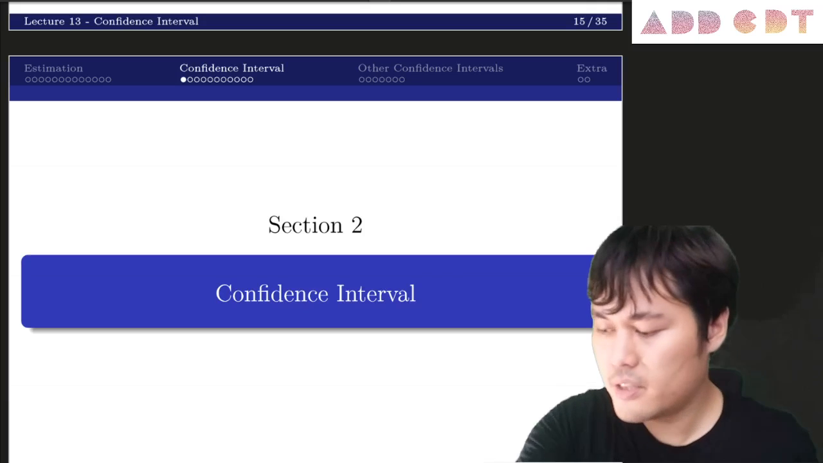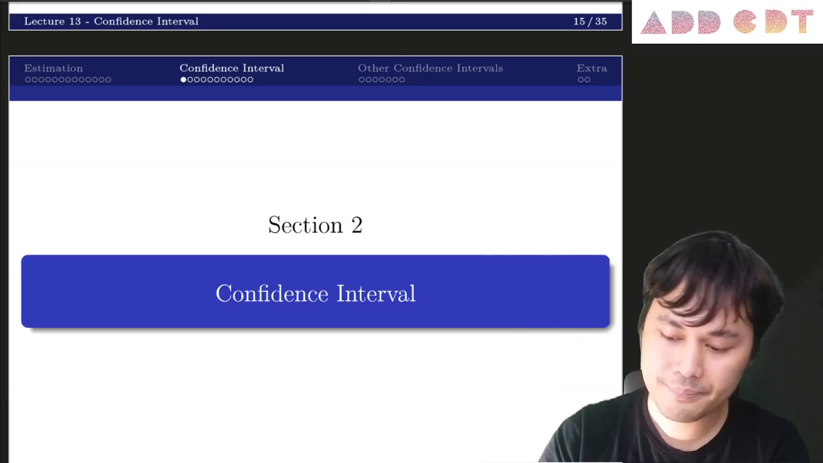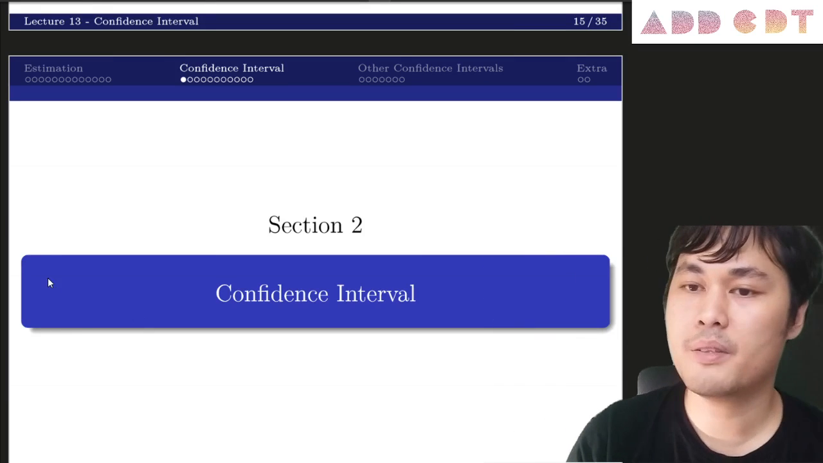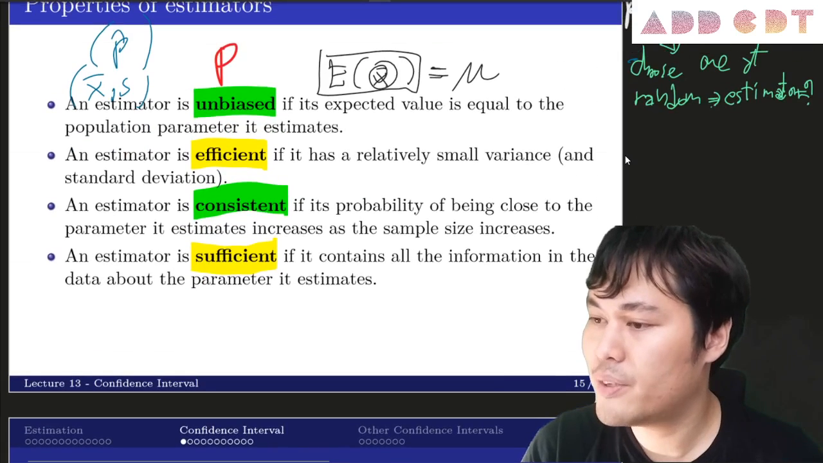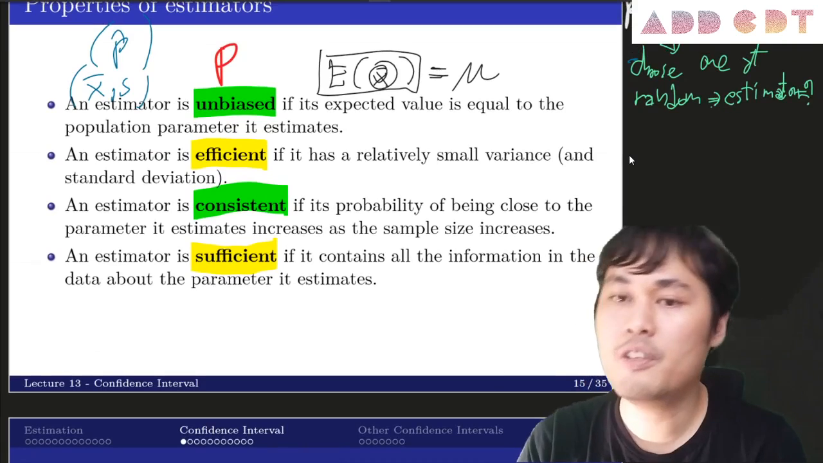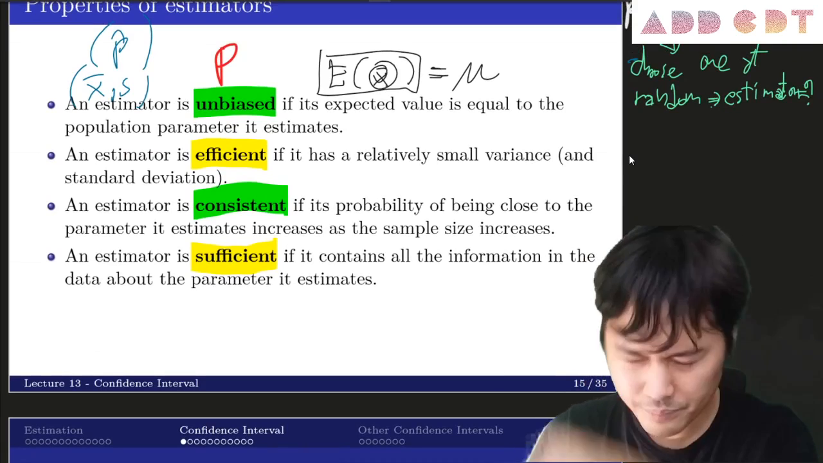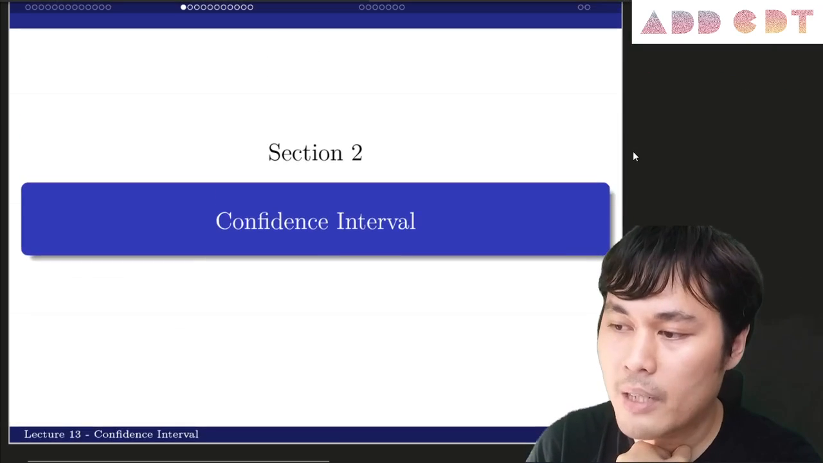Alright, section 2, part 2, we are going to get some math done. So get your pencil ready. Last time we were trying to see how we can get some nice, useful information out of the sample parameters. And now we are going to talk about the confidence interval.